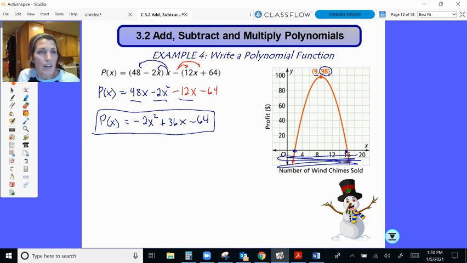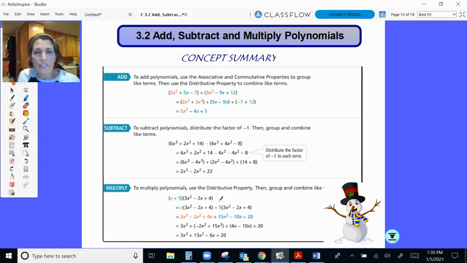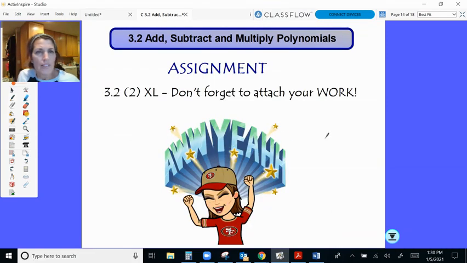Okay. All right. So you guys have an assignment. It shouldn't be too long. It's in Google Classroom. This is just kind of a concept summary on how to add, subtract, and multiply polynomials. Okay. And then your assignment is in Google Classroom. It is in Excel again. So don't forget to attach all of your work, even the ones that are just multiple choice. I want to see them just like it was out of the book.